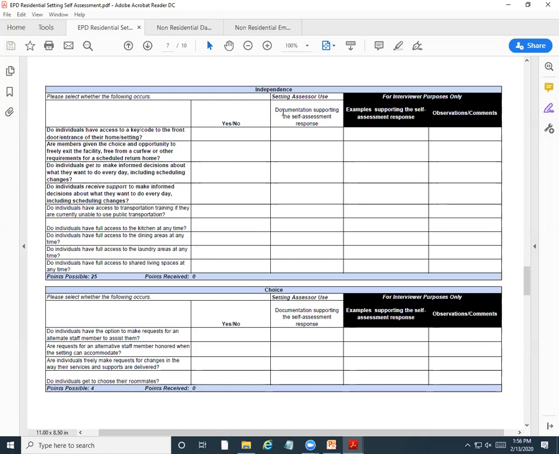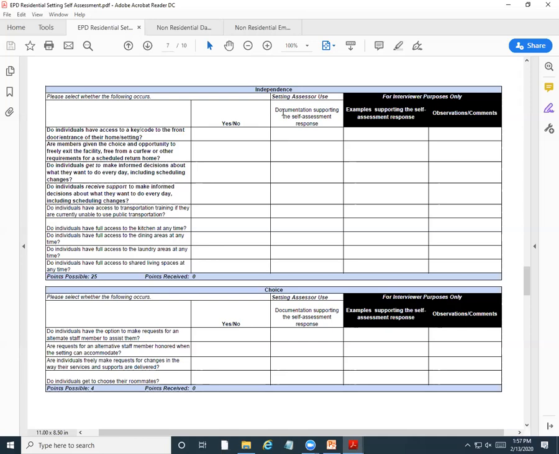So we'll move forward. We have another one here about transportation. Do individuals have access to transportation training if they are currently unable to use public transportation? And then here we get into some really fun ones. Do individuals have full access to the kitchen at any time? This does include the stove. That's been a question. Again, I know this is going to be hard for people, but this is members without health and safety restrictions. Someone who has full right to use a stove in their home. Do individuals have access to the laundry areas at any time?